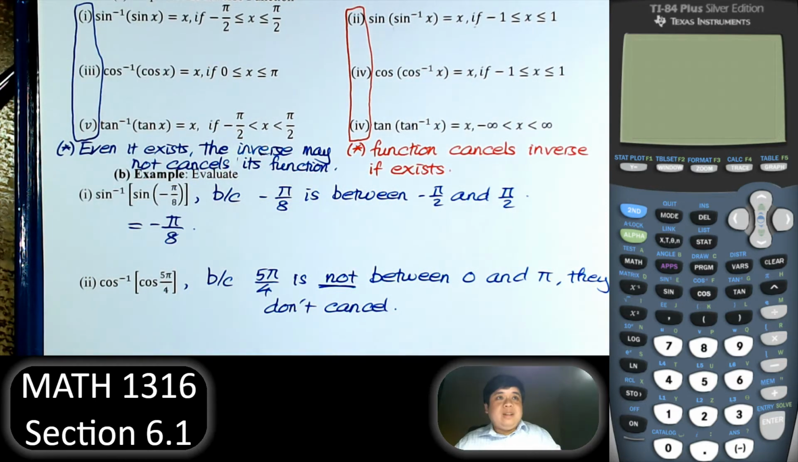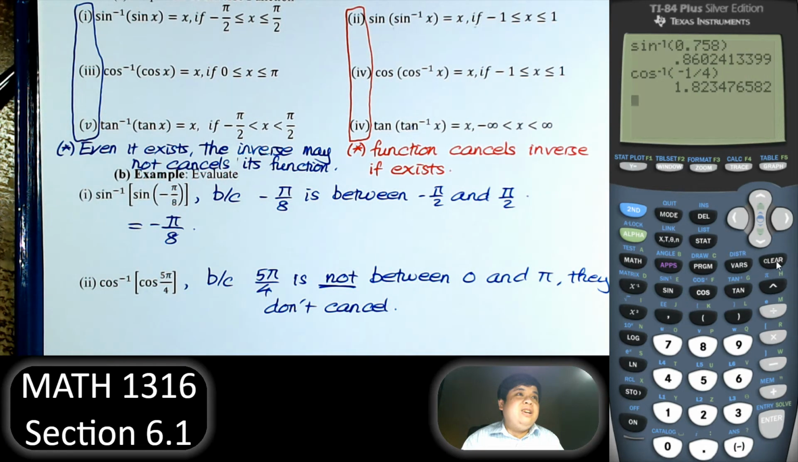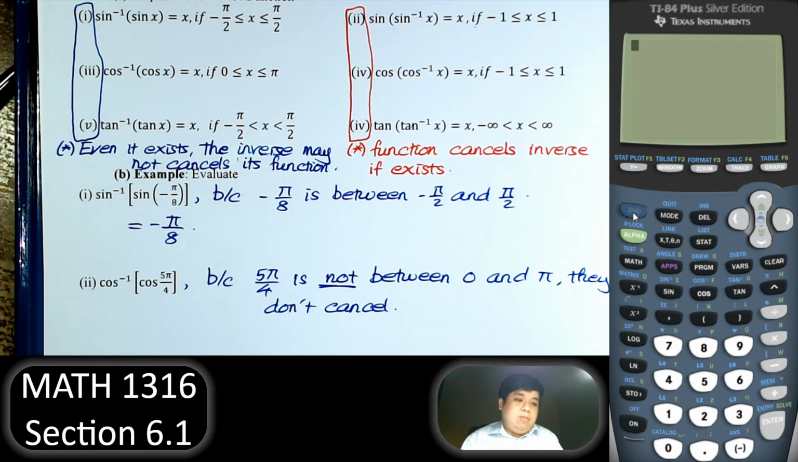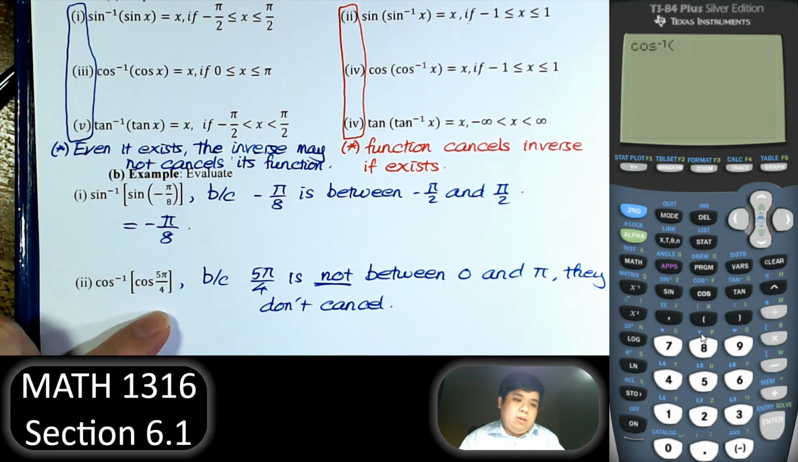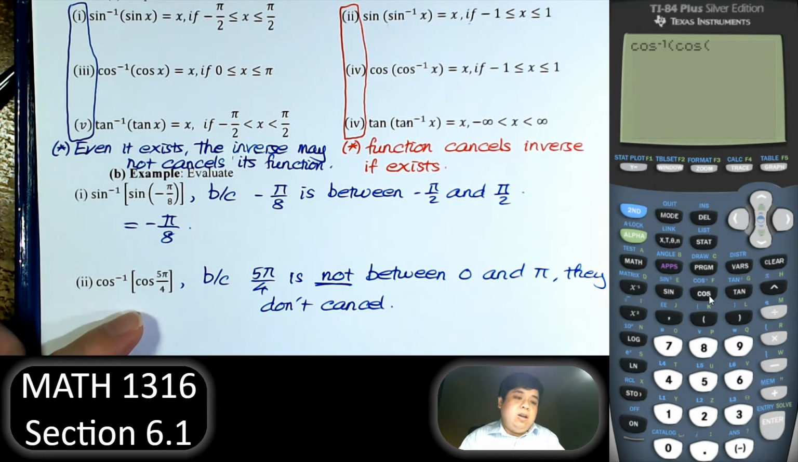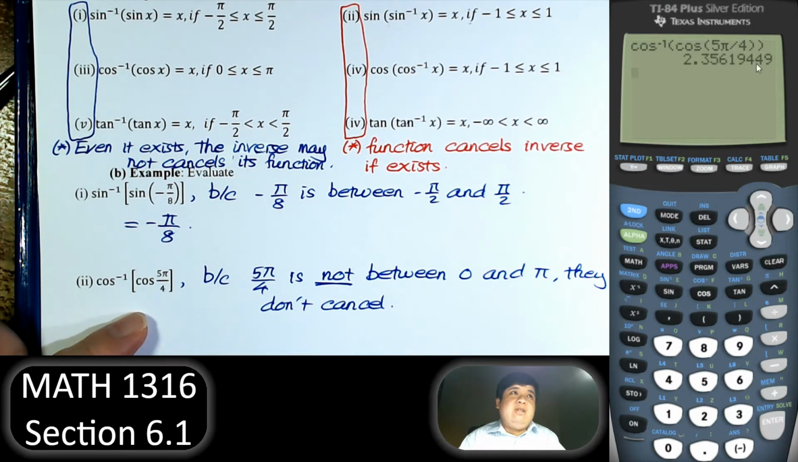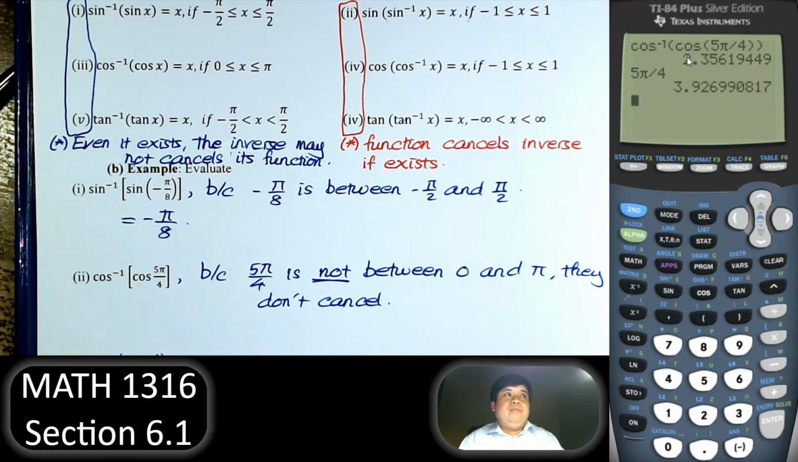So what can we do instead? Try a calculator. Is that in radian mode? It is. Right. So cosine inverse of cosine 5 pi over 4. Is that 5 pi over 4? It's not, right? So they're not the same. So certainly they don't cancel, but what do we have instead?